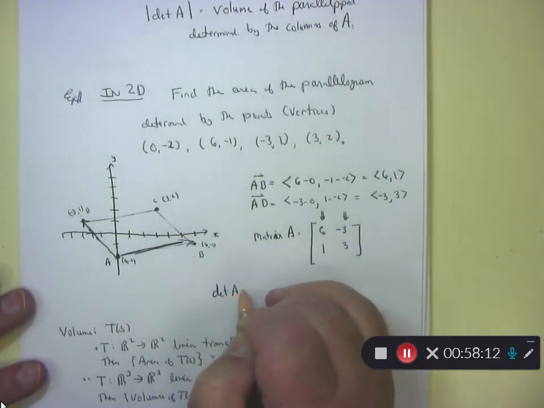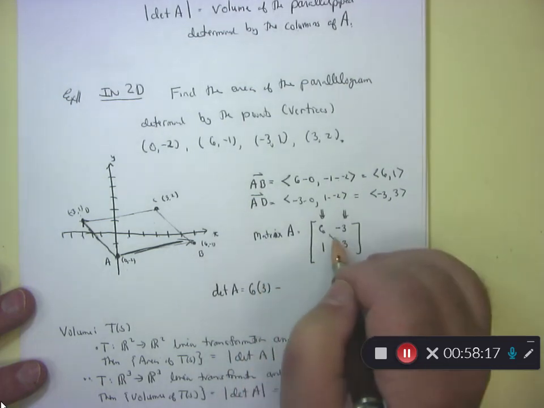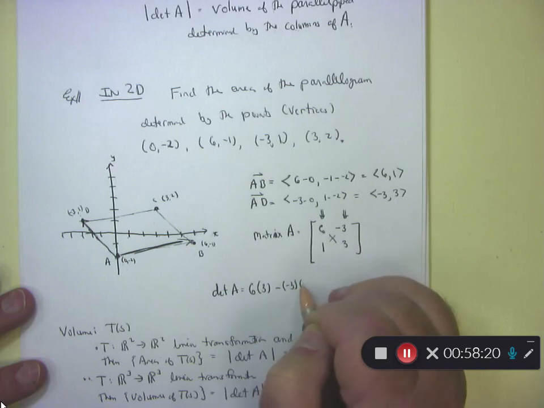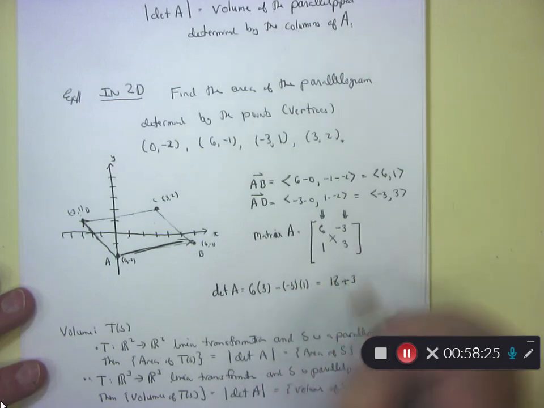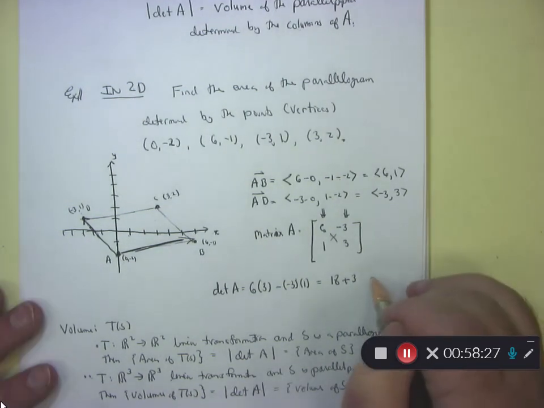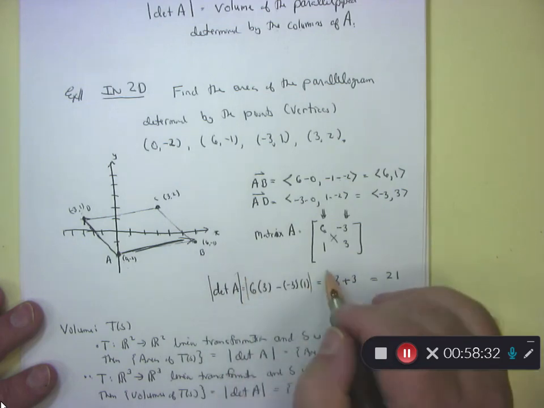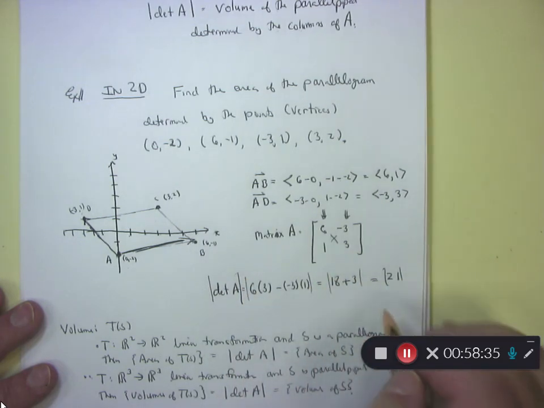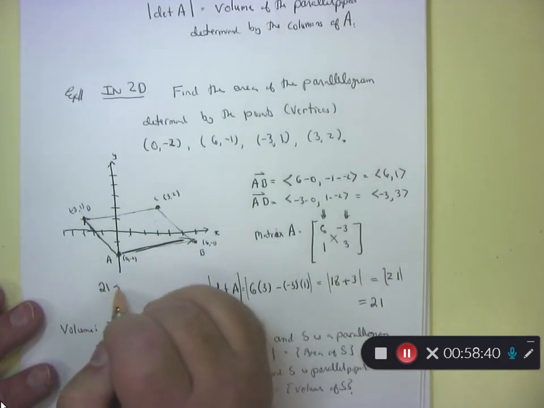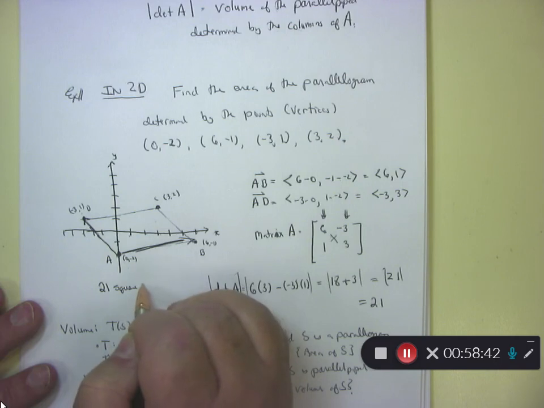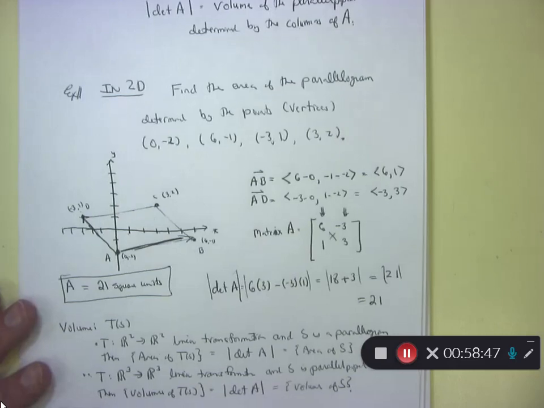The determinant of A would be 6 times 3 minus negative 3 times 1, which is 18 plus 3 when you clean it up. And what do I end up getting? 21. And officially it's the absolute value. This one, because the numbers worked out well for me. Absolute value. And the absolute value of 21 is 21. So 21 squared units is what the area of this parallelogram is.